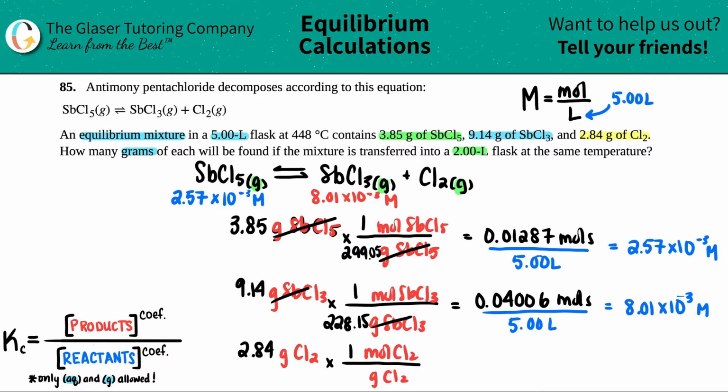1 divided by Cl2 is, where's Cl2? 35.45 times 2. 70.9. Cancel out the grams. We have the moles. 2.84 divided by that answer. Oh, basically it's the same thing. Is that a coincidence? I don't know. 0.0056 moles divided by the 5 liters.